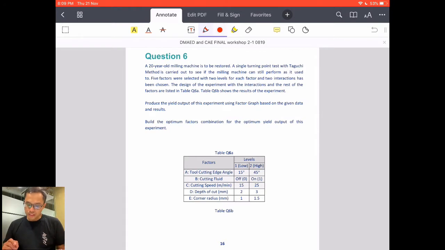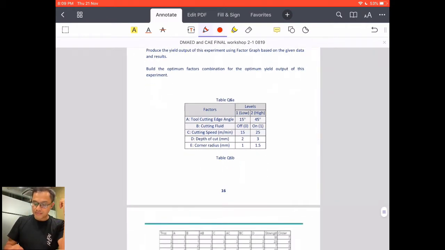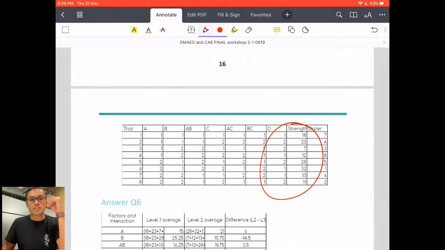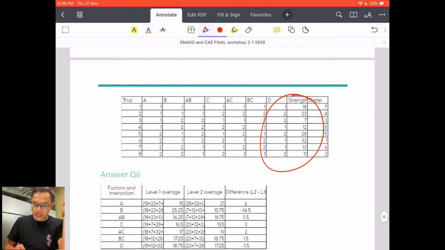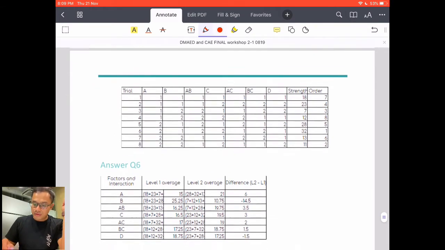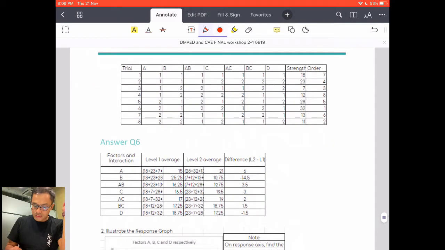In this question, it is similar to the one in the notes, about a tool cutting edge. But the one that is different is this data. The strength is data, right? So the calculation is still the same. We are using average. So now I put both of these two tables here.